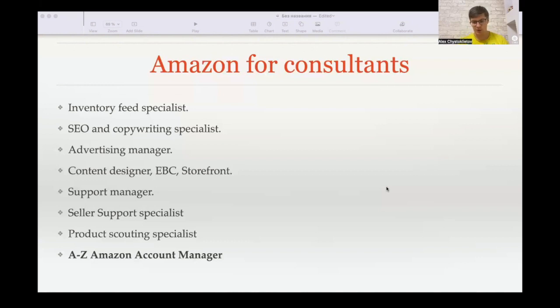Product scouting is definitely super important. People have money, people want to sell on Amazon, but they don't know what to sell. If you know how to work with different scouting tools, you can offer just this. You can just evaluate the market and offer some niche and products. And the last one is A to Z Amazon Account Manager. I call myself A to Z Amazon Account Manager because I provide all the services above and also some others. For this, for sure, you need to know a lot. It's better to have a team. If you do it yourself, you also can do it, but maybe you can manage just one project if it's not small. If you have a team, you can expand and make this business the main one in your work.